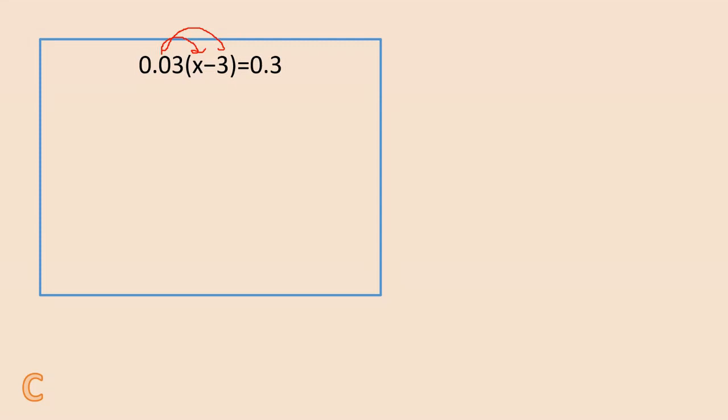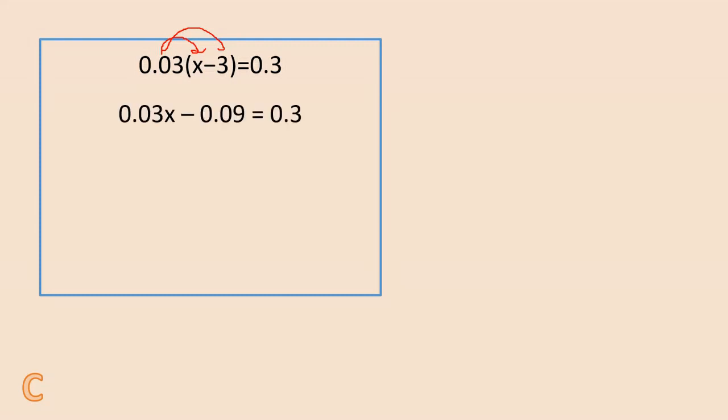All right, welcome back. So now 0.300 times x is going to give you what? That's correct. 0.300x minus 0.300 times a negative 3 is going to give you what? Yep, a negative 0.900. And it's going to be equal to 0.310.